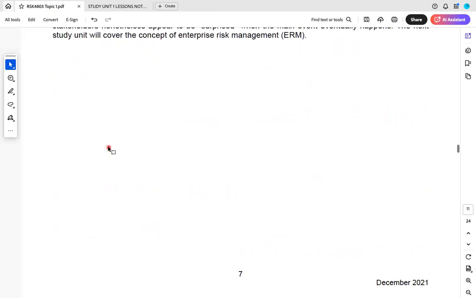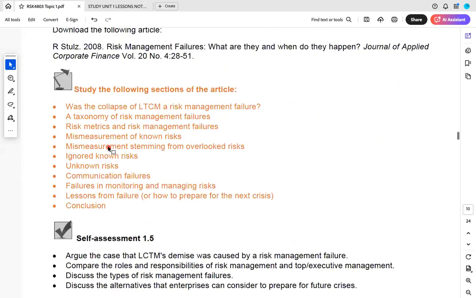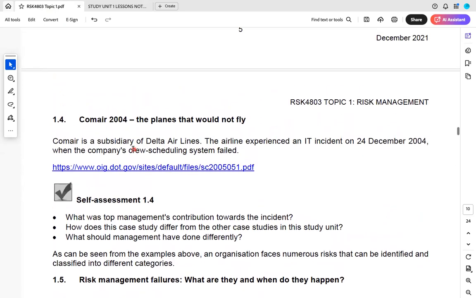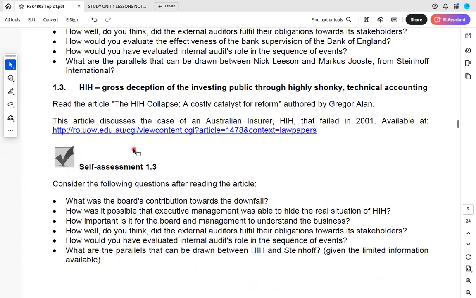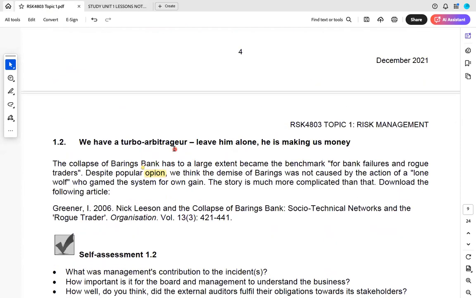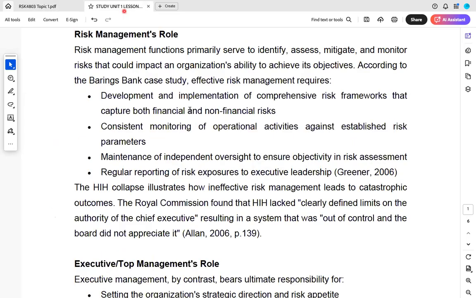Okay, there's the one by Bennett. Then this one is by Stultz. I think it would be the Comey example that would be highlighted by Greener. No, the one on Barings Bank is actually the one that's highlighted by Greener, right? Yeah. So it's actually the same article that talks about the Barings Bank example.